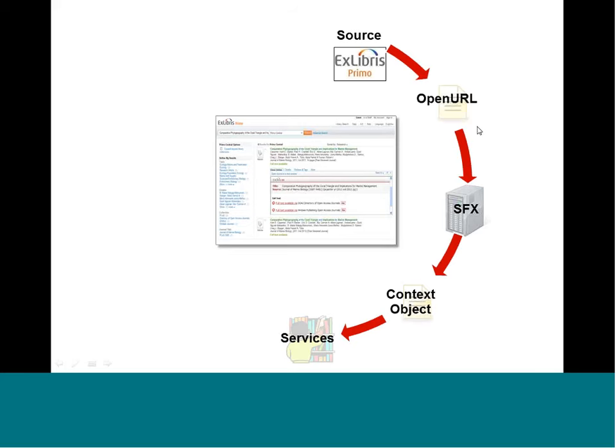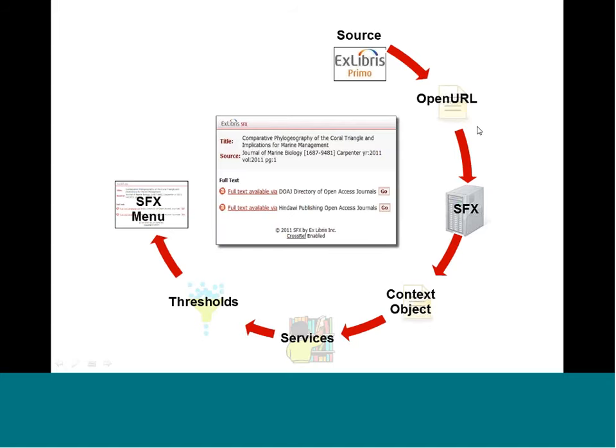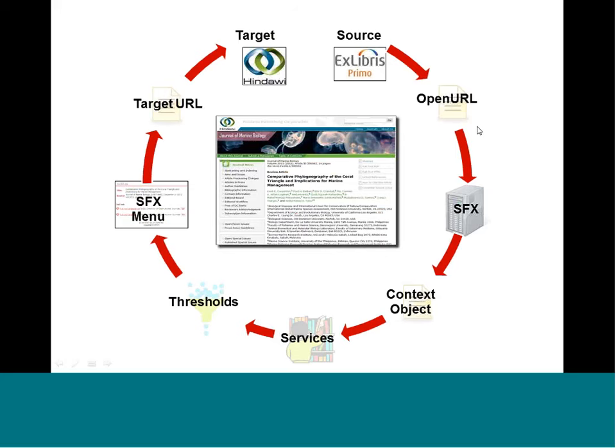Once SFX has identified potential providers, it then uses the thresholds to determine whether or not the article itself is available. Remember that the thresholds determine what's available. So if they are configured incorrectly, they're going to affect what's displayed on the SFX menu. When the user clicks on one of the links in the SFX menu, a target URL is generated, and the user is brought to the full text of the article.